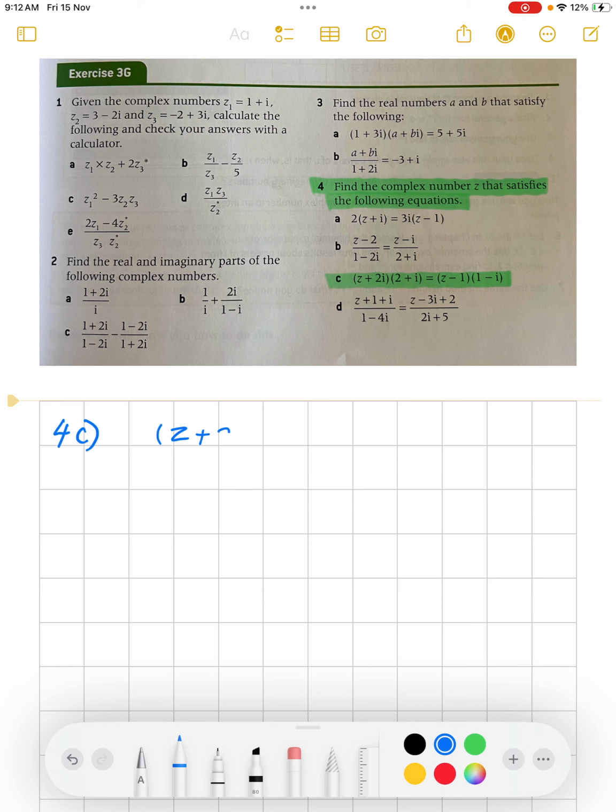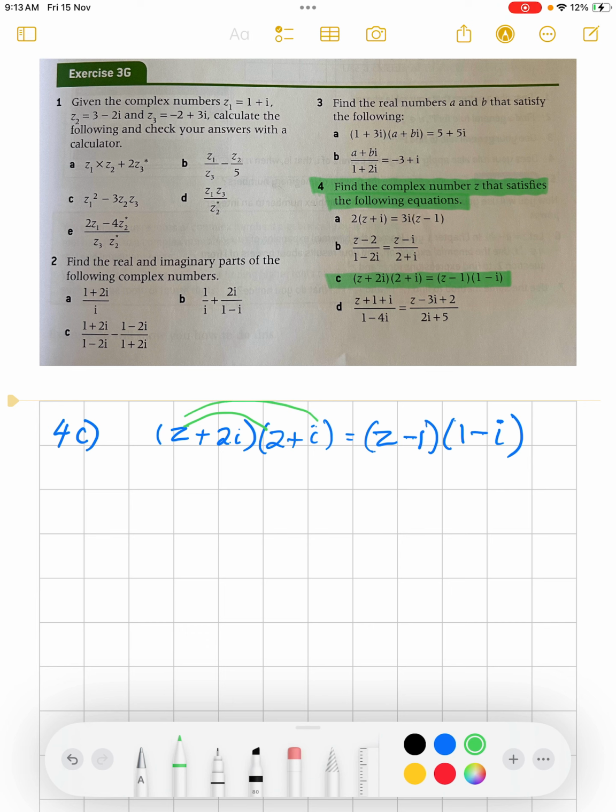(z + 2i)(2 + i) = (z - 1)(1 - i). Let's just have a closer look at that one. Is it a 1? Yeah, that's a 1. I made a mistake last question. I thought it was a 1, I missed the dot. Okay, I think we're correct. Let's expand both sides.